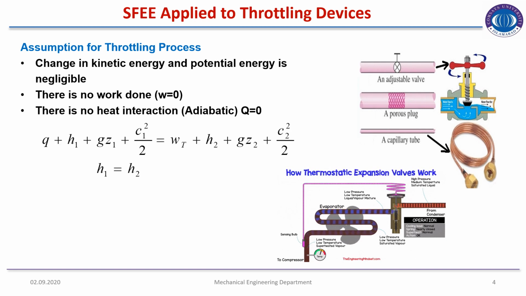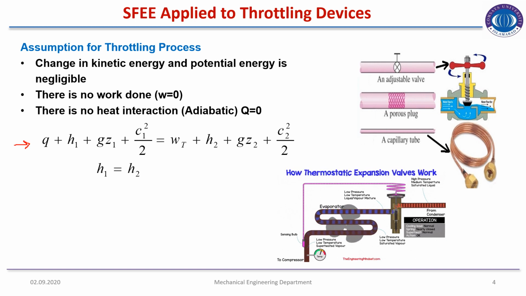We know that this is the complete form of the steady flow energy equation. The first term is the heat term, the second is the enthalpy at the inlet, gz1 is the potential energy component at the inlet, C1 square by 2 is the kinetic energy component at the inlet, Wt is the work done, h2 is the enthalpy component at the exit, gz2 is the potential energy component at the exit, C2 square by 2 is the kinetic energy component at the exit.